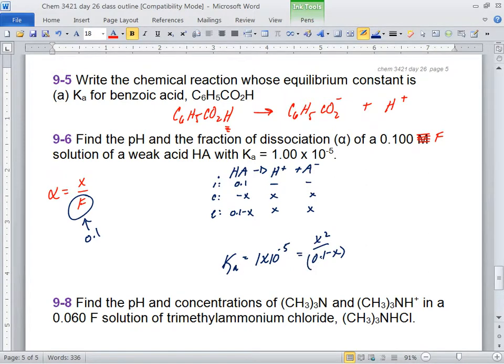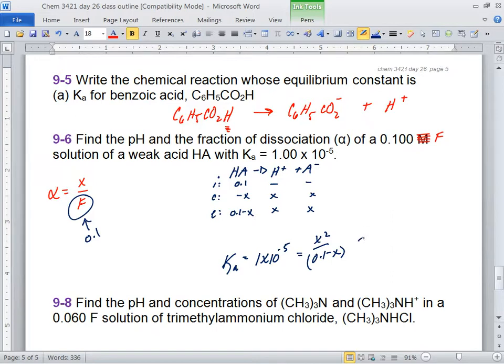So Kelly, did you get this far? Yeah. Okay. What do you do next? We're after this X. We don't consider the X, the one minus X. Consider that really, really small. So you end up with just X squared over 0.1.